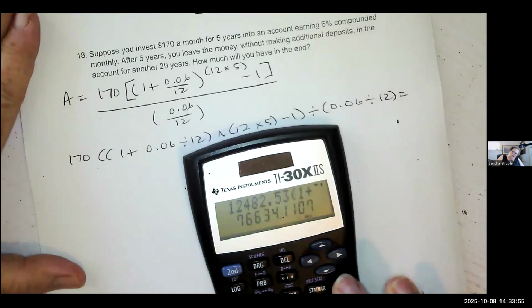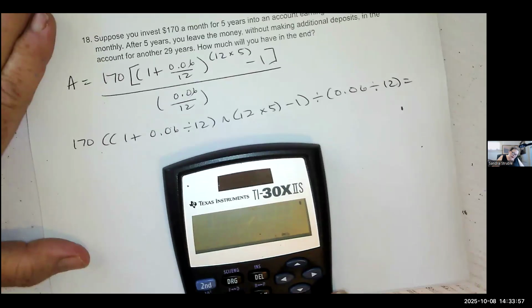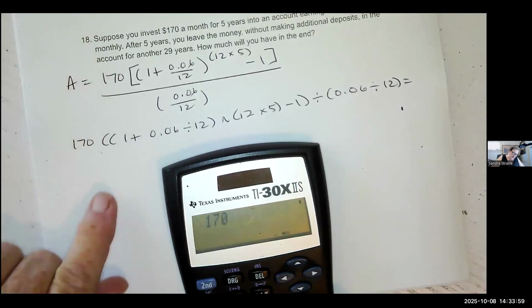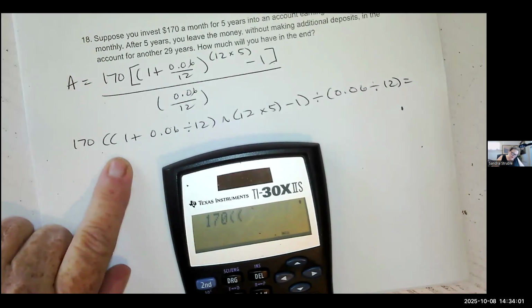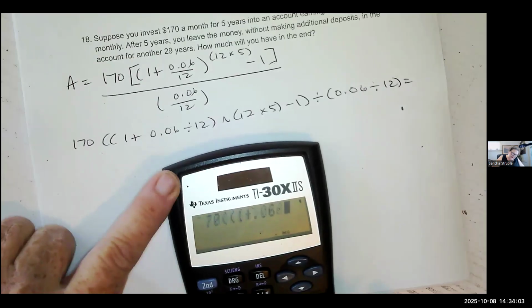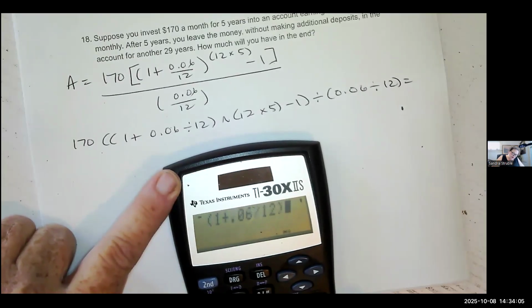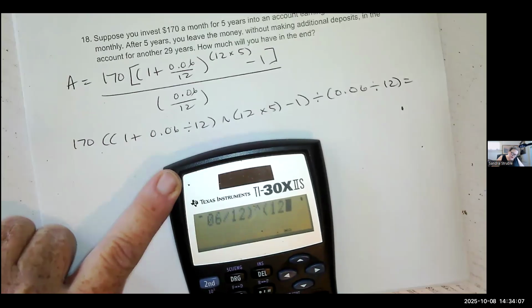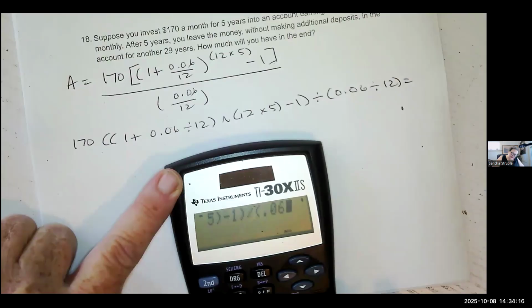All right, so at the end of the 5 years, we will have 170 open, 1 plus 0.06 divided by 12, close, caret, open, 12 times 5, close, minus 1, close, divided by open, 0.06 divided by 12, close, and equals.